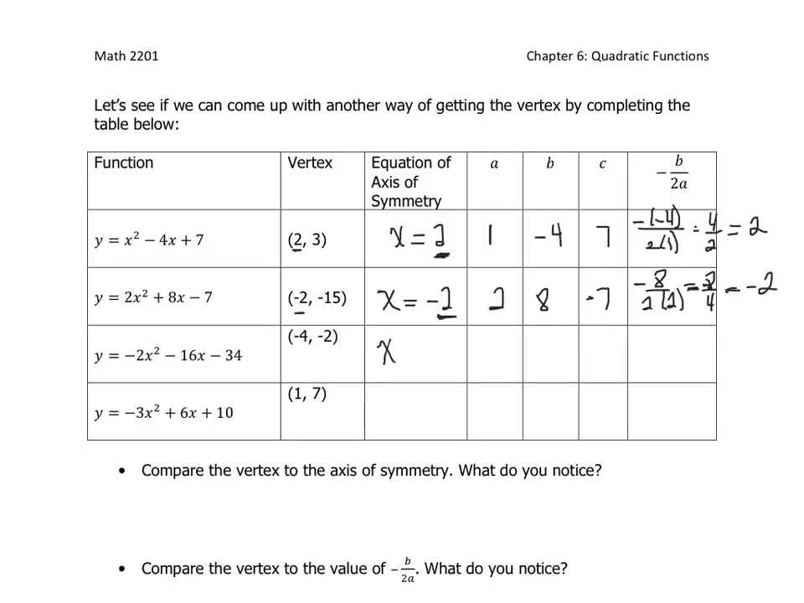We got the axis of symmetry value and the x-coordinate of the vertex. The next one, if the vertex is (-4, 2), that means x equals -4 is your equation for the axis of symmetry. Your a value is -2, your b value is -16, your c value is -34. So therefore, negative b would be the negative of negative 16, over 2 times negative 2, which would be 16 over negative 4, which would be negative 4. And again, we got the same value as our axis of symmetry and x-coordinate of the vertex.